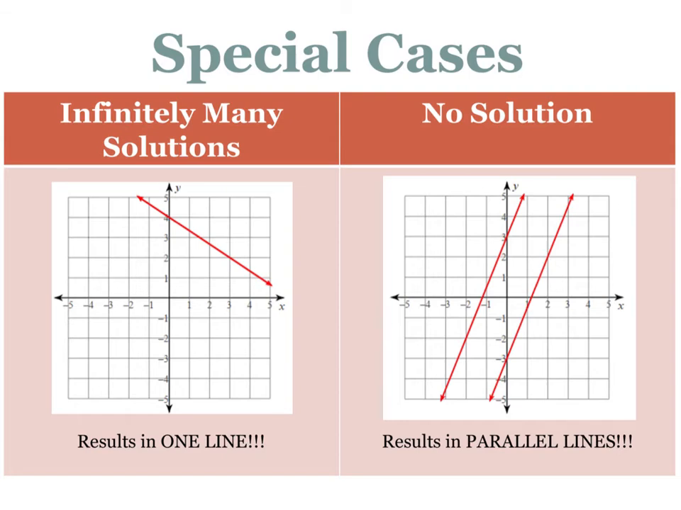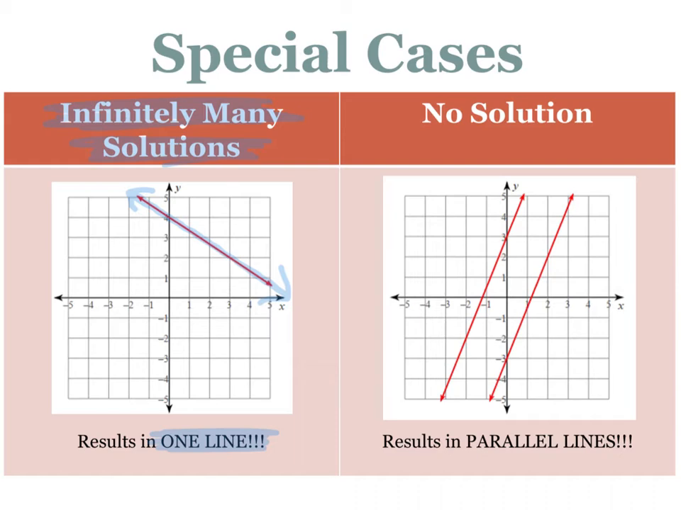Next, we have to talk about special cases of systems of equations. There's two different special cases that we may have. The first type of special case is called infinitely many solutions, and the reason is that it results in only one line. So as we see here, there's two equations graphed, but both of these equations are the exact same, so it's infinitely many solutions because they intersect in an infinite number of locations.